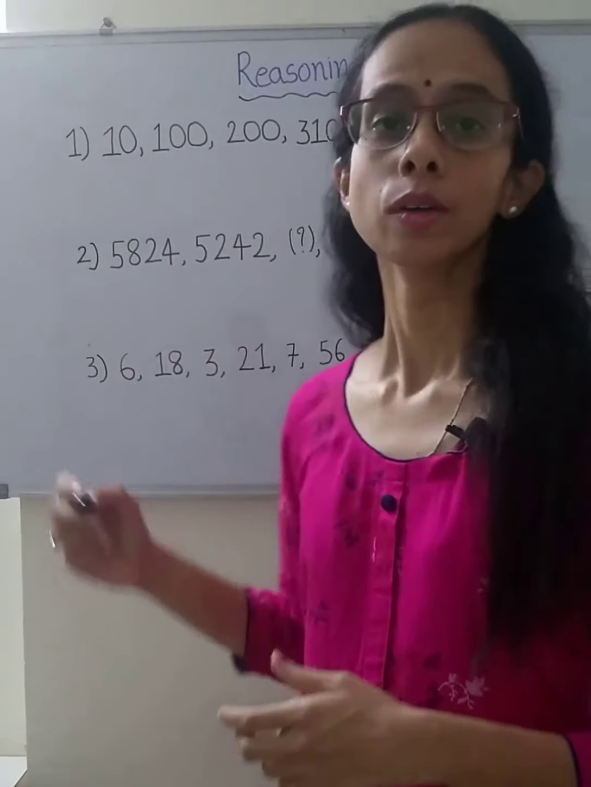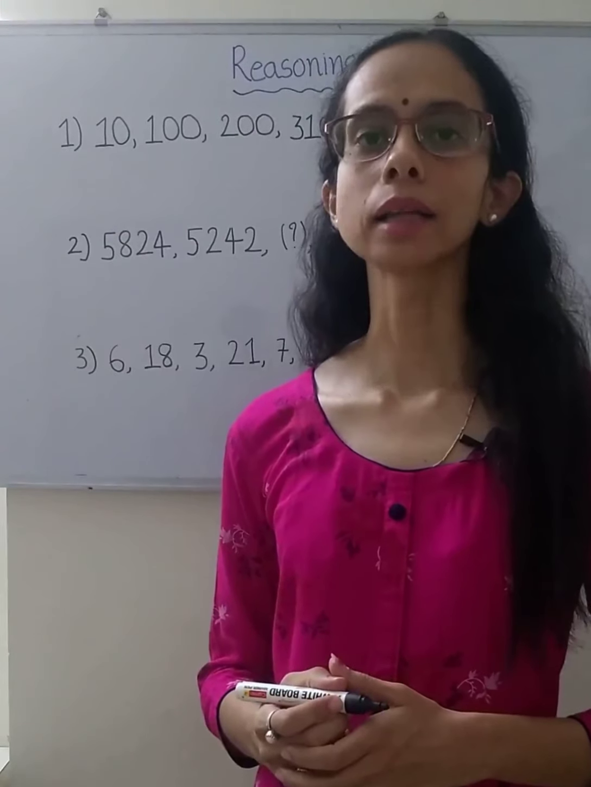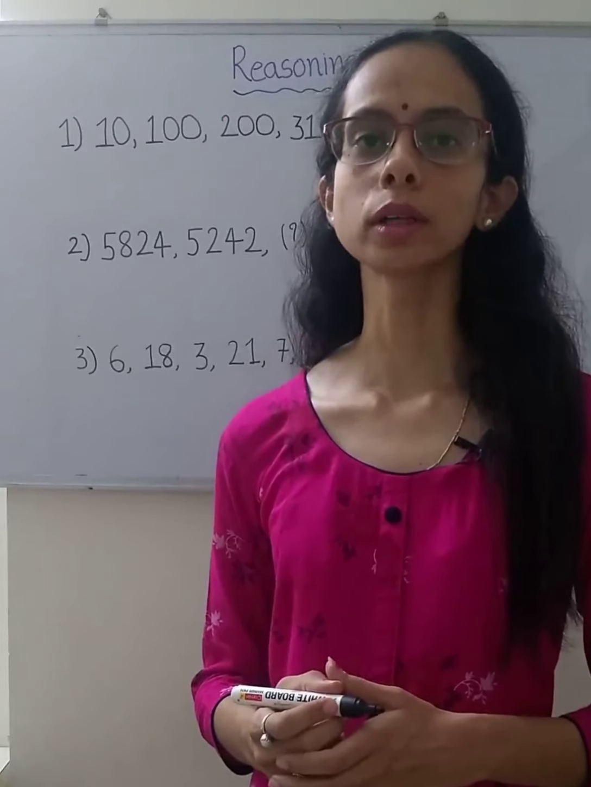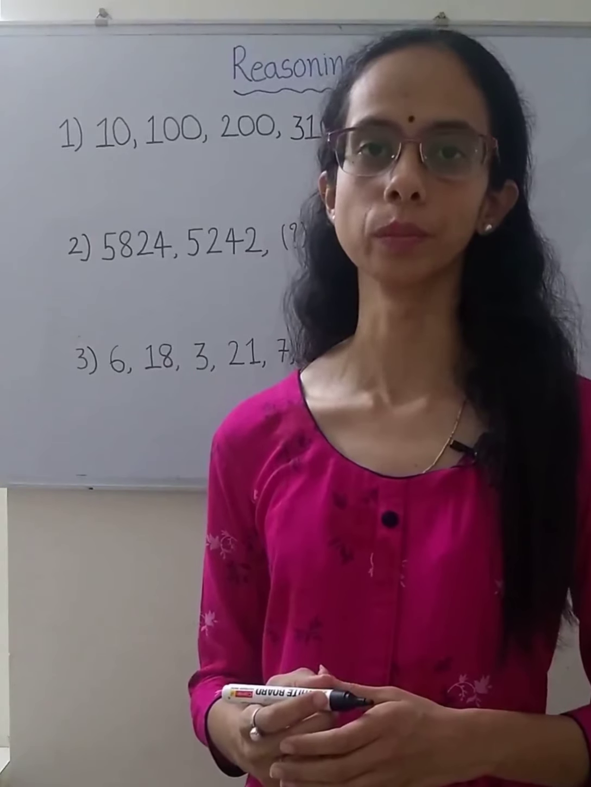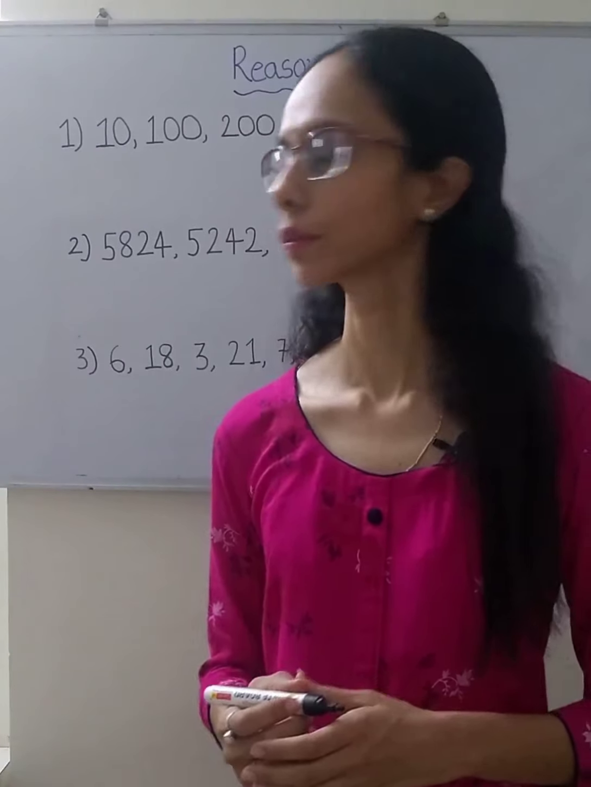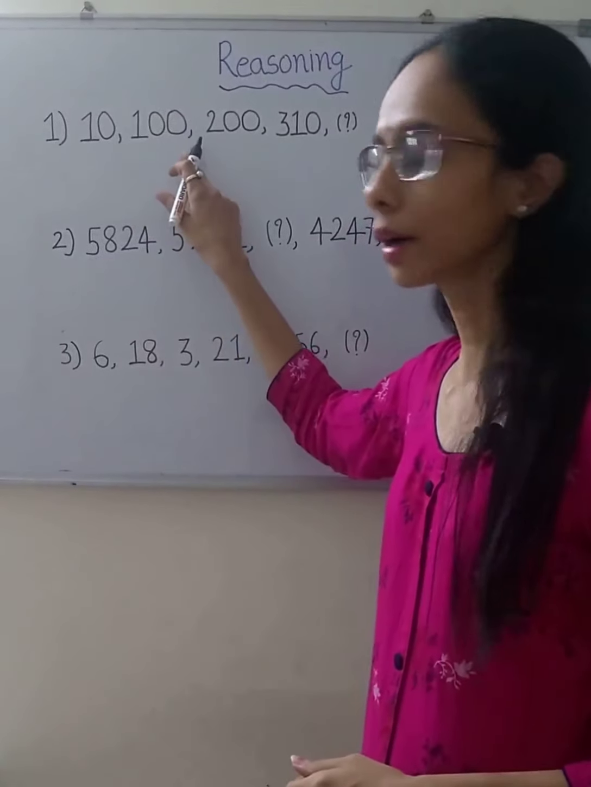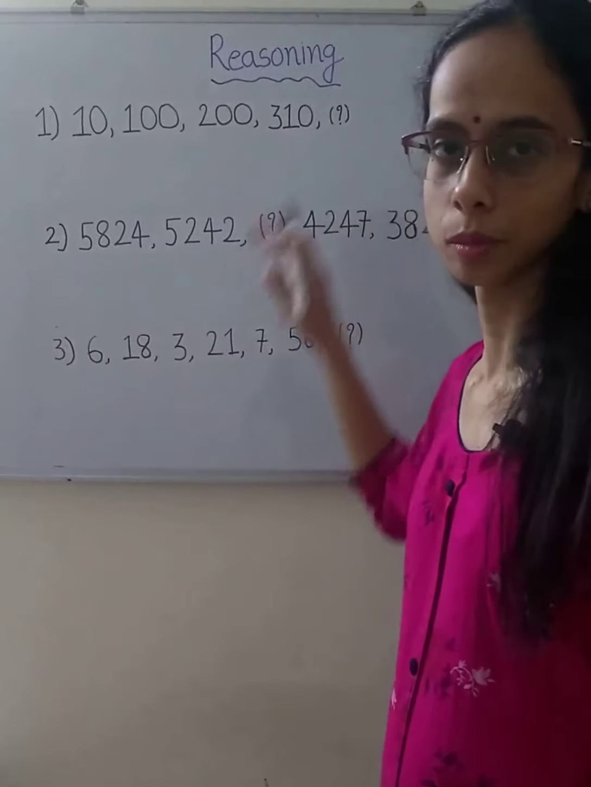In this video, we are going to learn about number series. Number series are part of verbal reasoning. What is verbal reasoning and what is non-verbal reasoning, I have explained in my previous video, so you can check it from that. Now the first number series is 10, 100, 200, 310 and question mark.